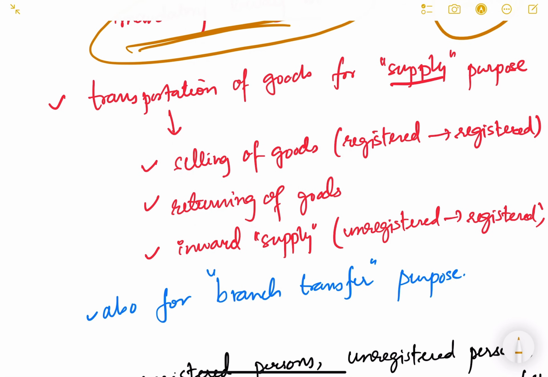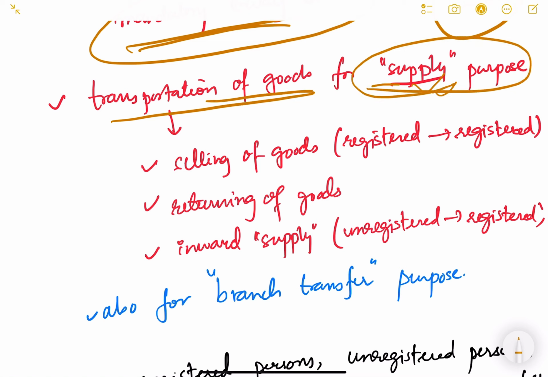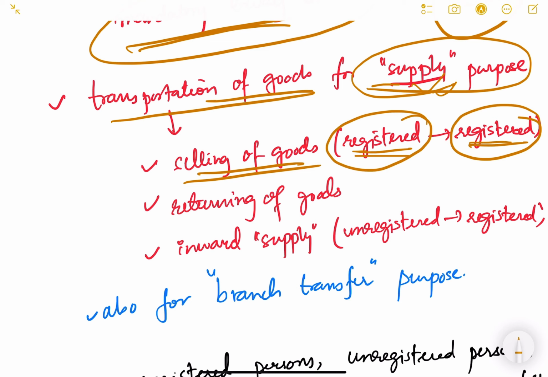Now, when do you have to generate the EWay bill? When the transportation of goods is for the supply purpose. What is the meaning of supply purpose? Basically, you are selling the goods from one registered GST businessman to another registered GST businessman, from one place to another. So this is selling of goods from a registered GST person to another registered GST person.